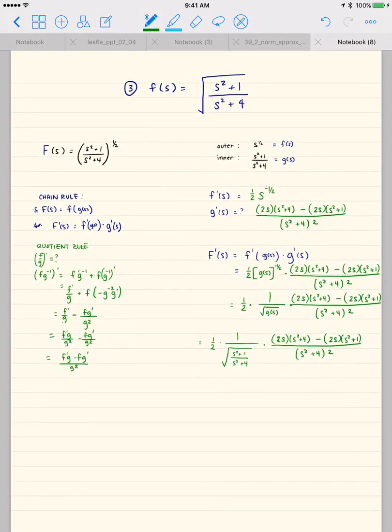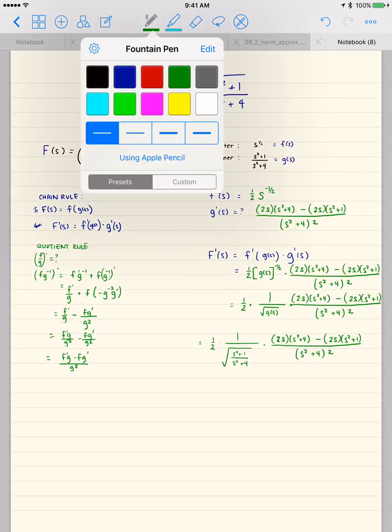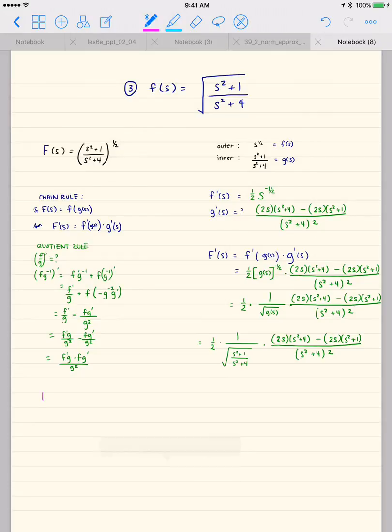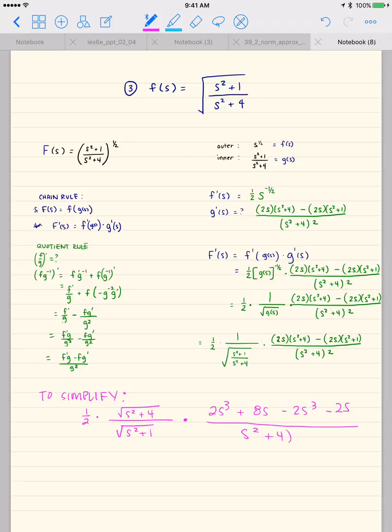So I'm actually going to simplify it. Let me do it in a different color. So to simplify, I'm going to have 1/2 times square root s squared plus 4 over the square root s squared plus 1. Okay, and then it is times 2s cubed plus 8s minus 2s cubed minus 2s, all over s squared plus 4 squared.